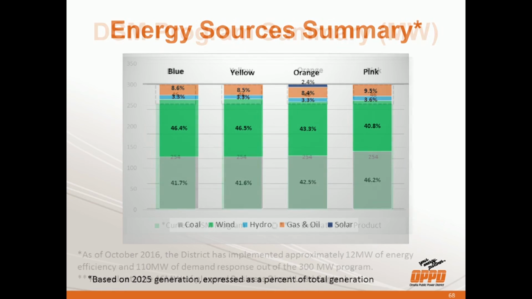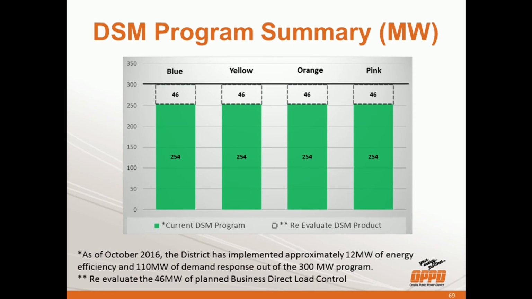Here's a summary slide on the demand side management program. All 4 scenarios or all 4 portfolios identified that 46 megawatts that we should take another look at. So you can see the black line at the top. That's the 300 megawatt program, and then you can see the 254 that we did not have an uneconomic issue with, and the 46 that we did. Ideally, the discussion was to replace the 46 megawatts with another program that was more economic, and so that's how we left that for the time being.